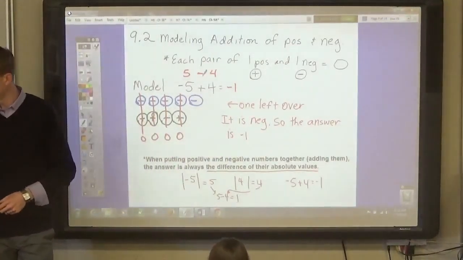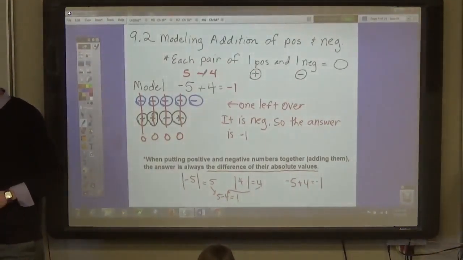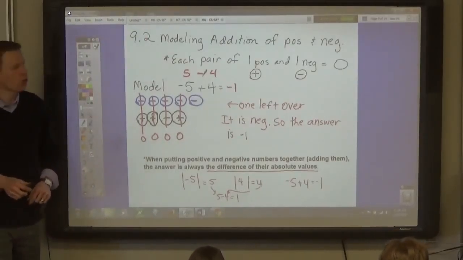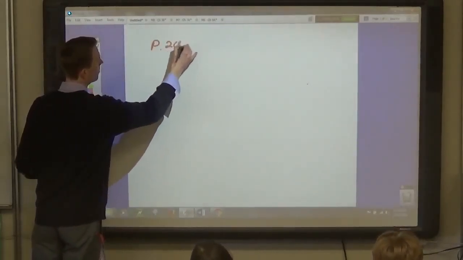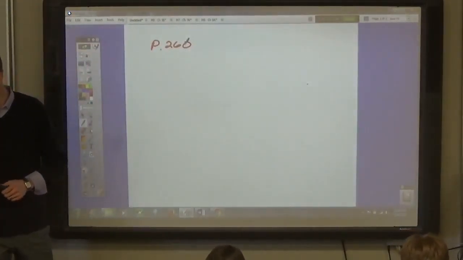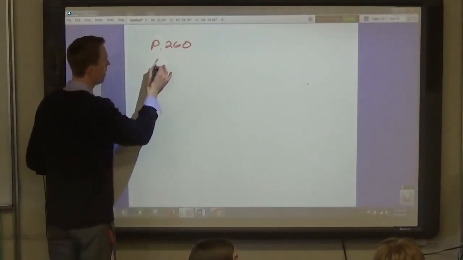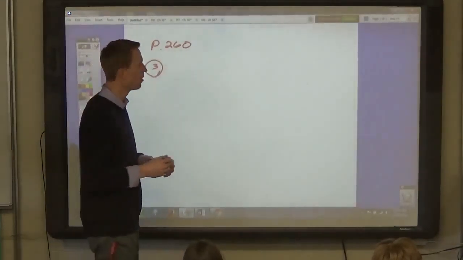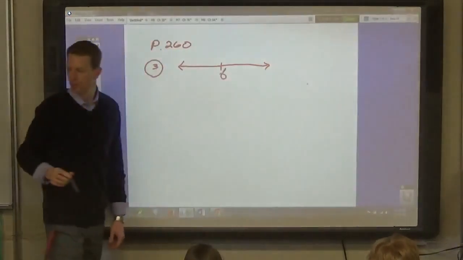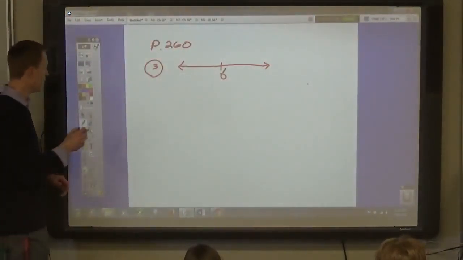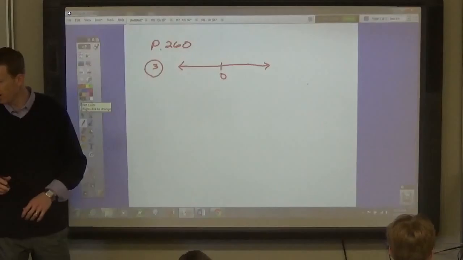Go to page... I knew you'd be excited about that. Go to page 260. Page 260. Let's start with number 3. They give us a model similar to the one that I first gave you. It's a number line. And this is something that you will have to understand and be able to do on the test. Okay?